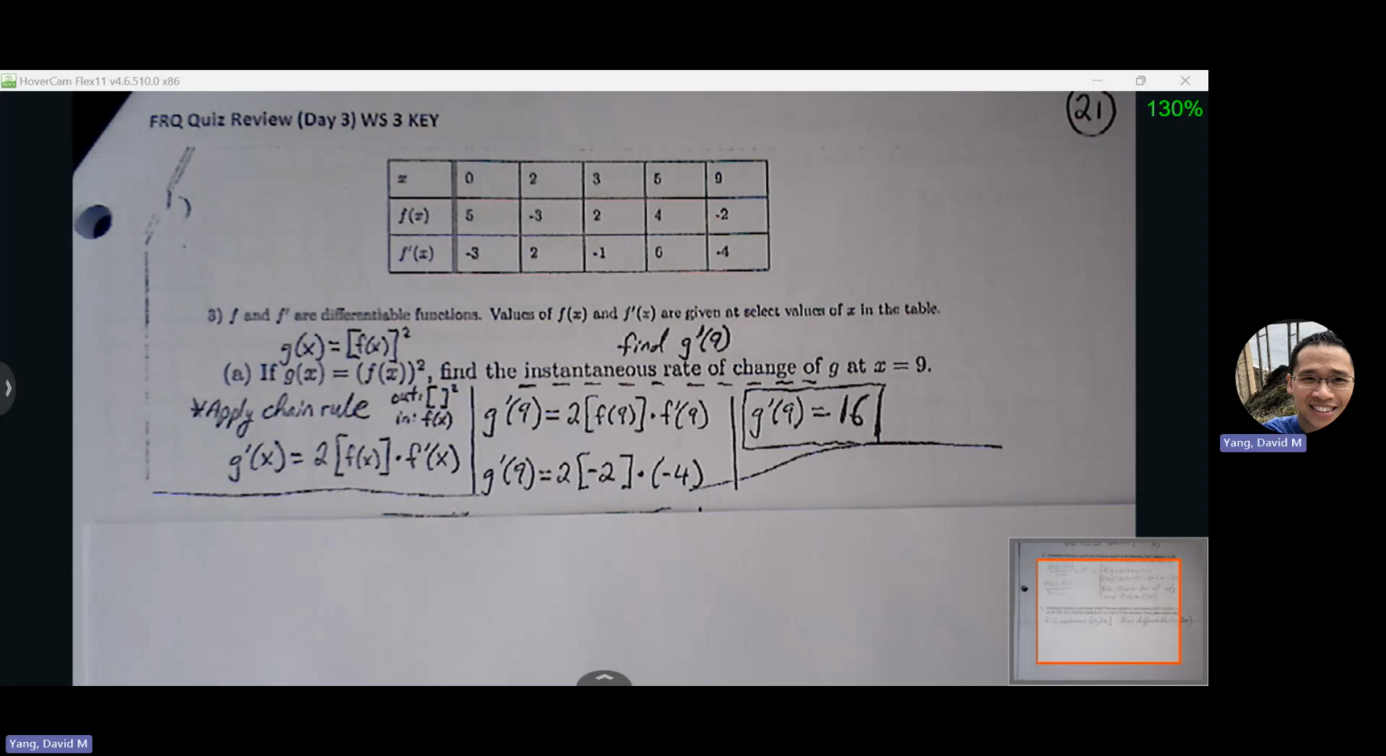That entire f of x is getting squared, so put a bracket around f of x. Think of that as outside portion versus inside portion.